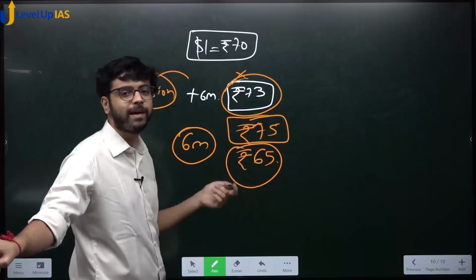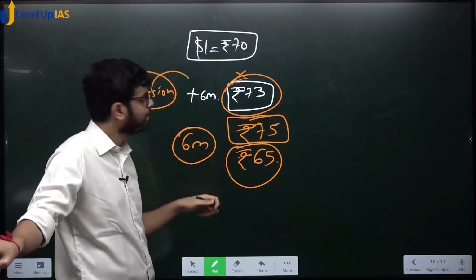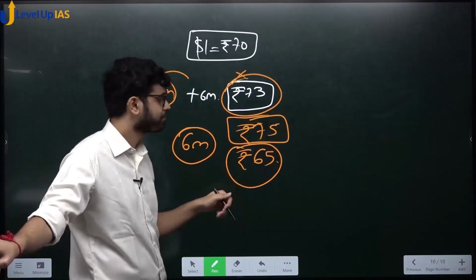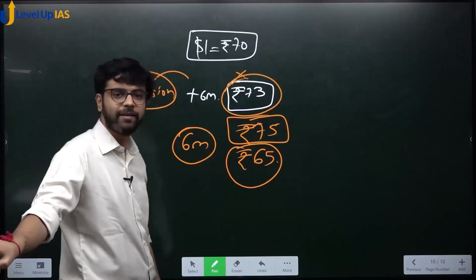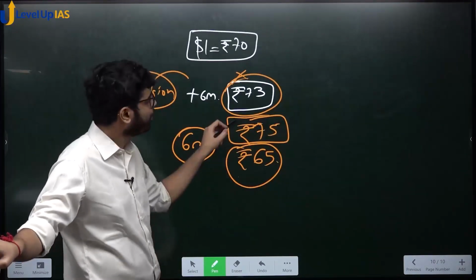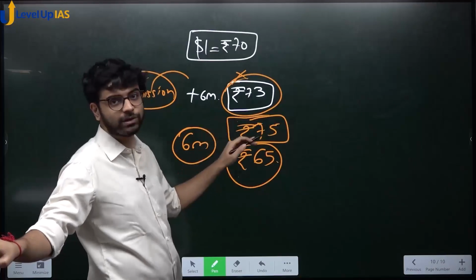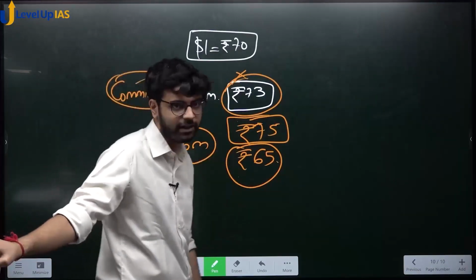The bank has gained. What has the bank gained? Commission is received, plus the 65-based rate. But here, at 75, the importer has gained, that arre, we were saved. It would have become 75, I have safely done it at 73.